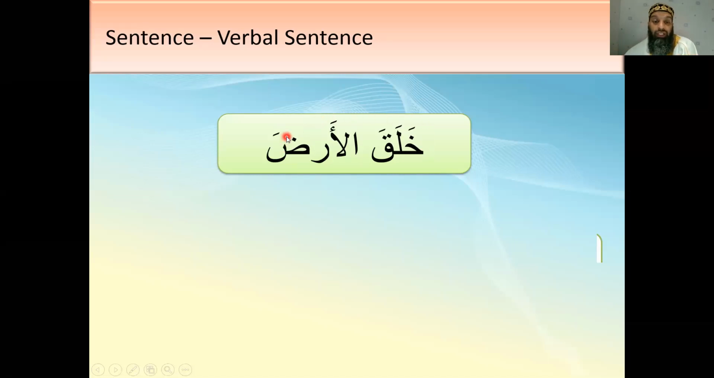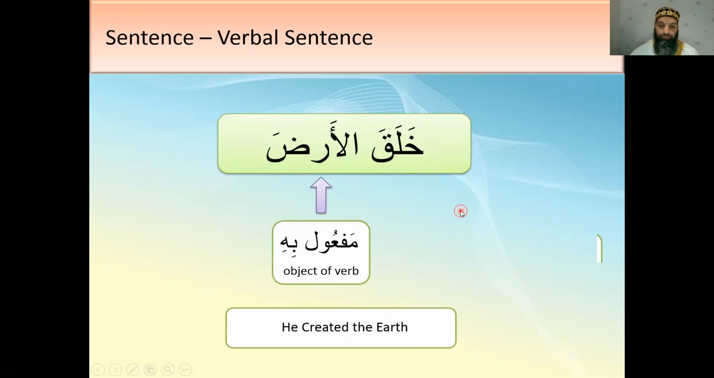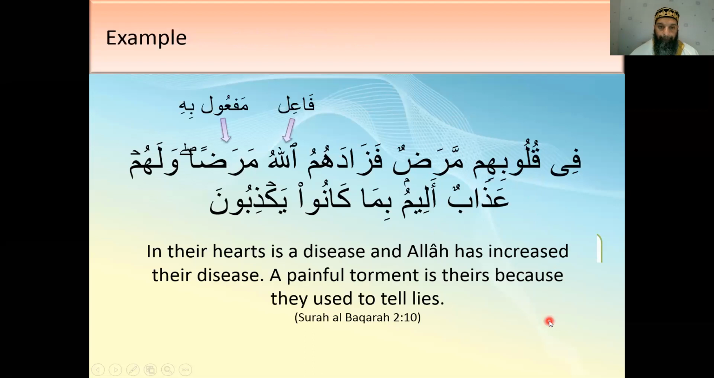And arda is the thing that is being created, because it's mansub. So he created the earth. That's what it stands for, right? Then we did this example here. The doer is there. Fazadahumullahu. Fazada. So he increased them. Who did? Allah increased them in what? Marada, in the disease, their disease.